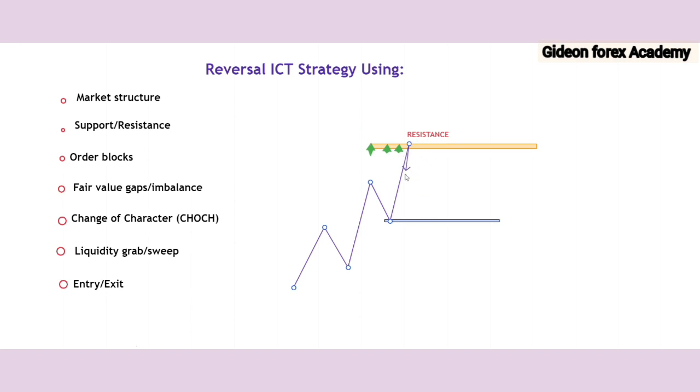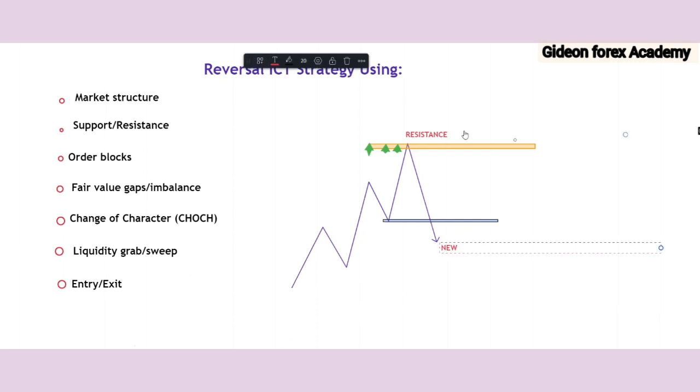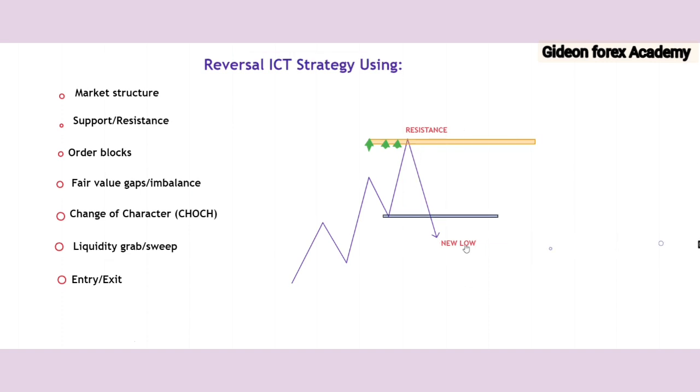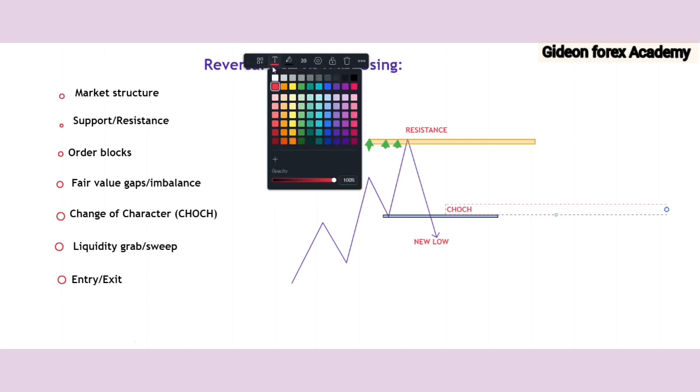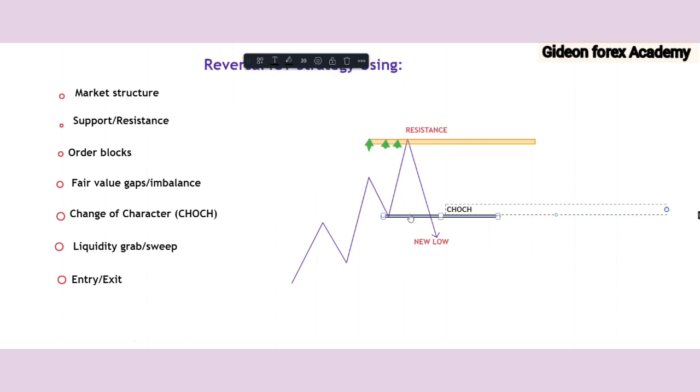So if you have this kind of impulsive drop to the downside, forming a new low, this would be a new low price forming here. Okay, so what you are looking at would be a change of character. Let me just mark out those areas. It's a change of character, because new price has been formed which is lower than this low.